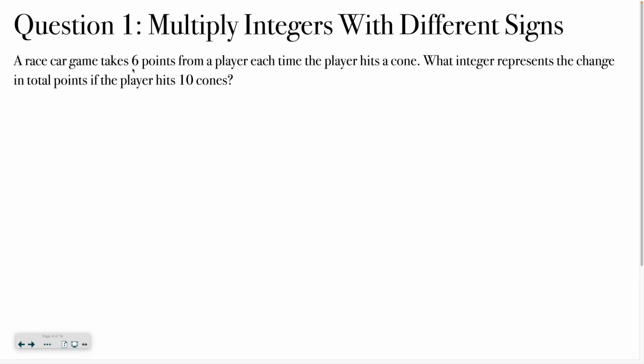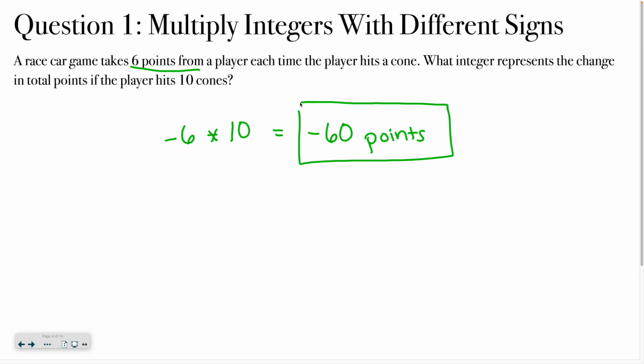All right, for this problem, hopefully you said, okay, 6 points from a player. That means it's a penalty and that is getting taken away from that player. So that would be represented by a negative 6. And then we know that that player hits 10 cones. So I would say negative 6 times 10, that is negative 60 points. Or you could just write negative 60 since it just asks for the integer. But I like to practice labeling my answers, so I'm going to put negative 60 points.